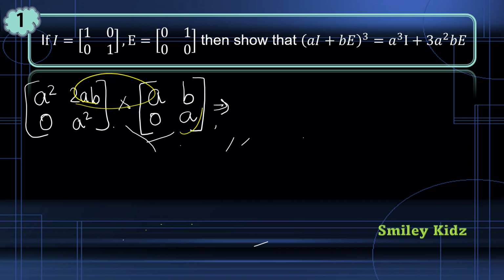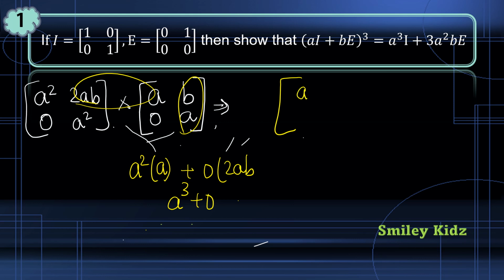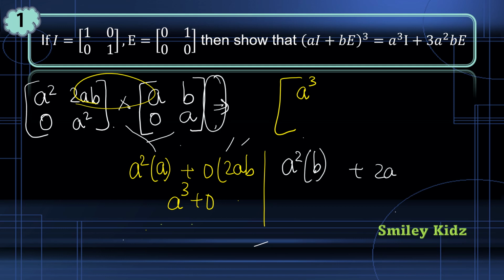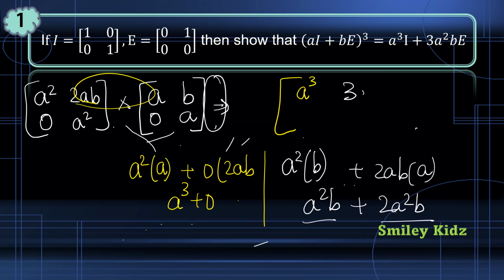Take the first row with the first column, that will be A square into A plus 0 into 2AB. So here you have A cube plus 0, that is A cube. So here we are going to have A cube. Then with the second column, that is BA, right? So A square into B plus 2AB into A. This is equal to A square B plus 2A square B. Now A square B plus 2A square B is 3A square B. So here let's write down 3A square B.